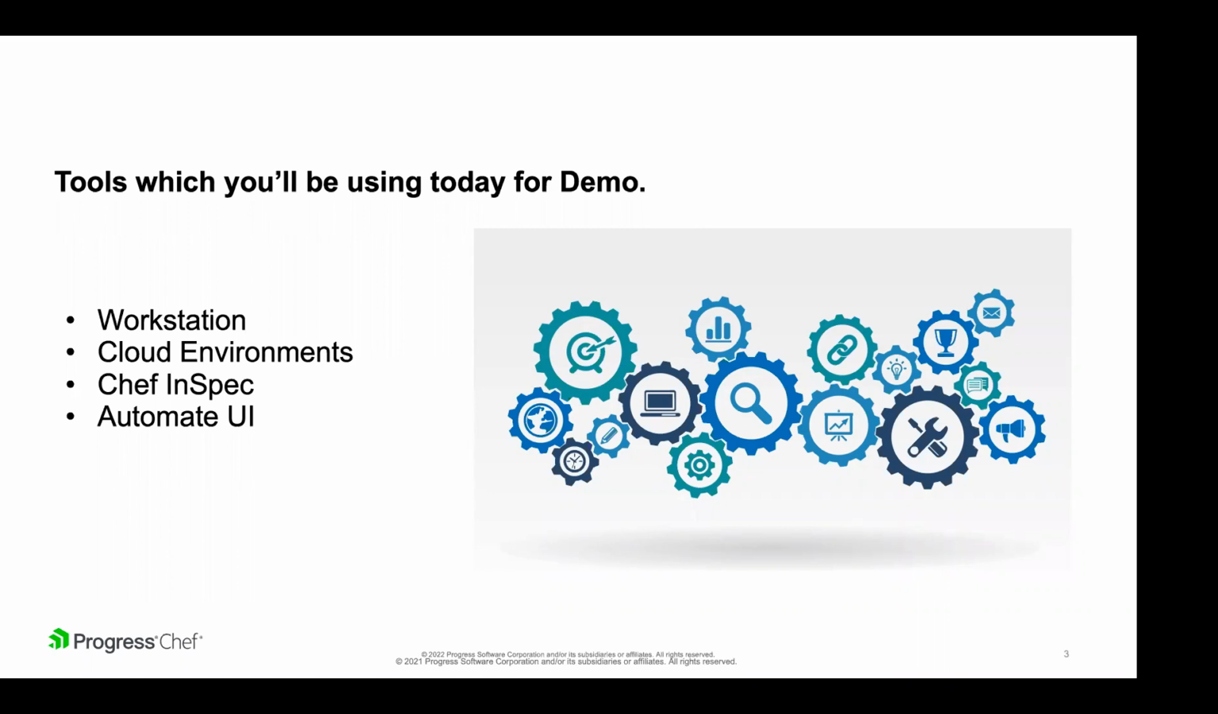Next is Chef InSpec and Automate UI. Chef InSpec is basically an open source framework for testing and auditing your application and infrastructure, whereas Automate UI is a dashboard where you can view your results and work upon them. I'll be covering a bit on Chef InSpec in my upcoming slides as well.